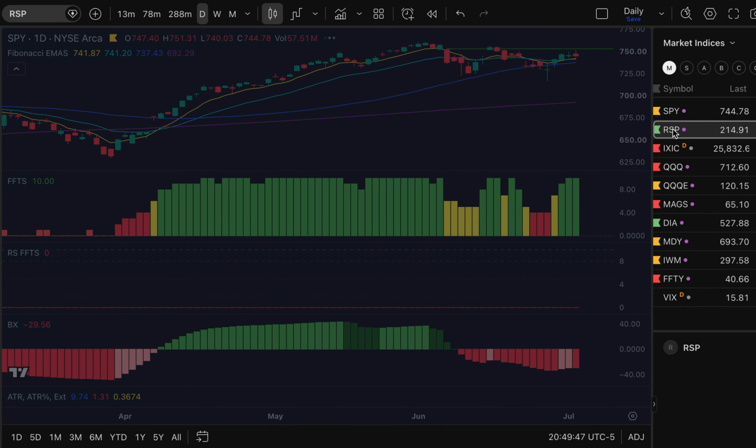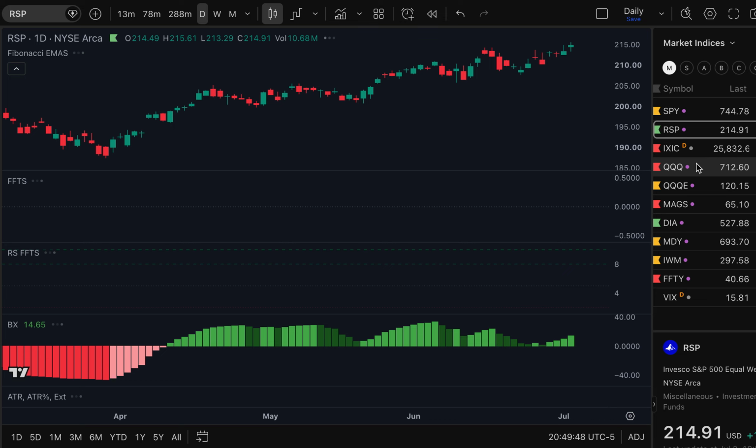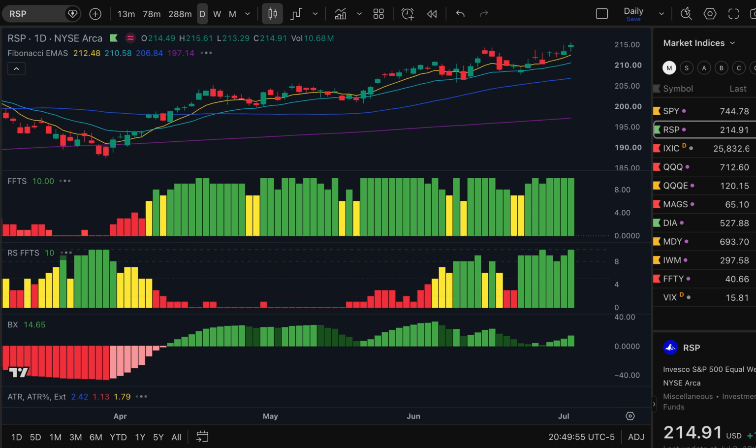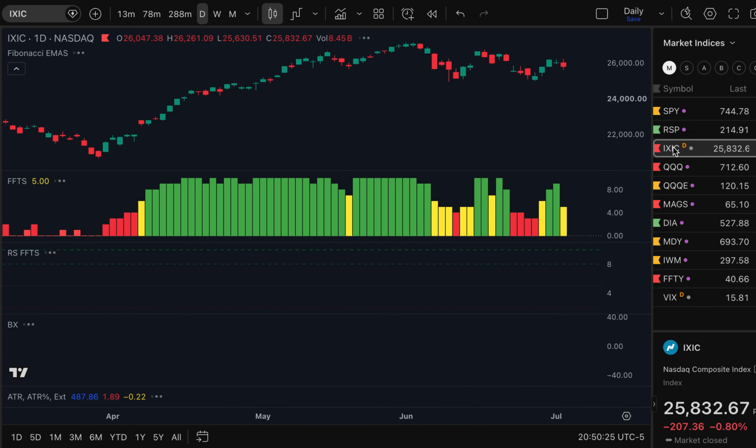The equal weighted S&P 500, RSP. This is looking perfect. We've got a 10 out of 10 on the trend stack, and it's showing good relative strength against SPY, 10 out of 10, and momentum is positive. So that tells us that the breadth in the market is good, that the equal weight is outperforming the market cap weight S&P 500.